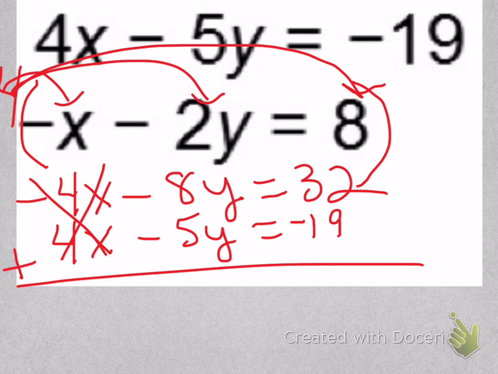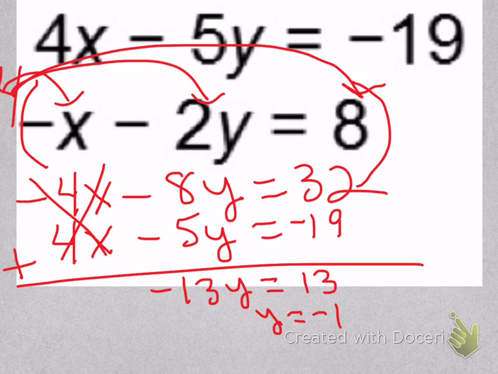Okay, so my x's would cancel out. So I have negative 8 plus negative 5 is negative 13y. And 32 minus 19 is 13. So y equals negative 1.